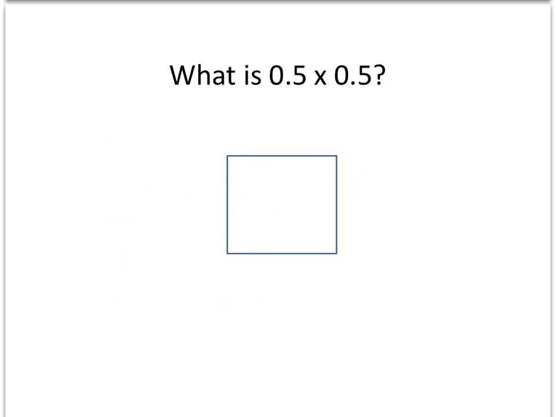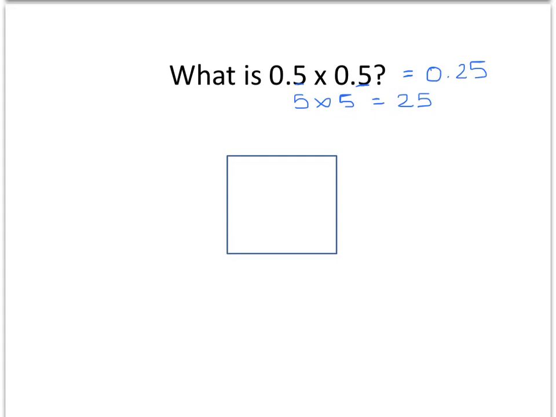Here I've got, what is 0.5 times 0.5? If I use my trick from before, I know that 5 times 5 is 25, but I need 2 decimal places. I've got 1 decimal place here and 1 decimal place here, so my answer will have to be 0.25. Okay, so I've got 2 decimal places in the answer.